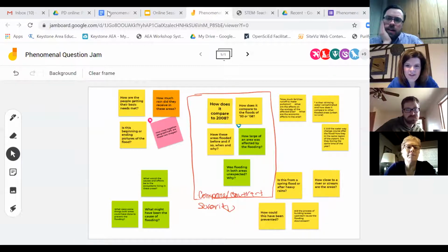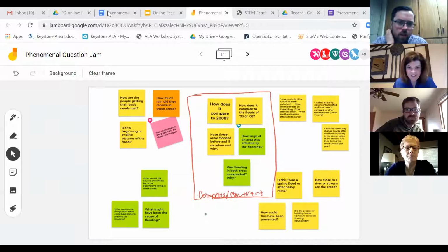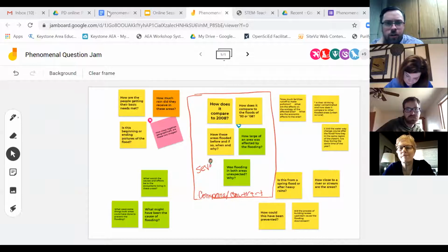Bev has one? Yeah, I was looking through these. I see the word cause showing up in a couple of different notes. Like I see one: what would the causes and effects be to the ecosystems? I see: what are some things that might have been the cause of the flooding. Do we see some things that are related to causes?